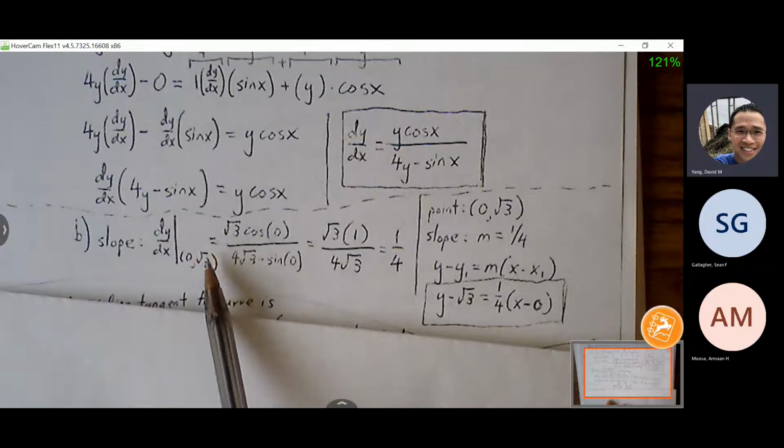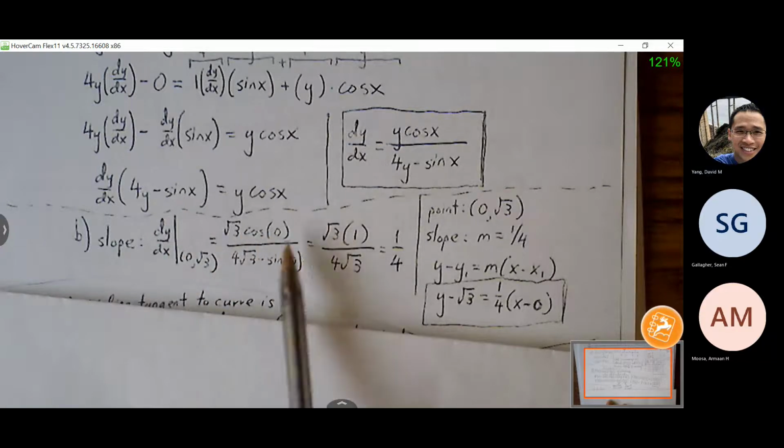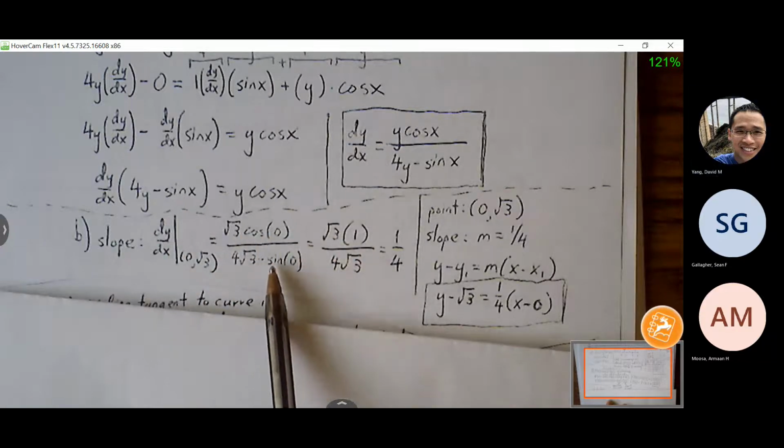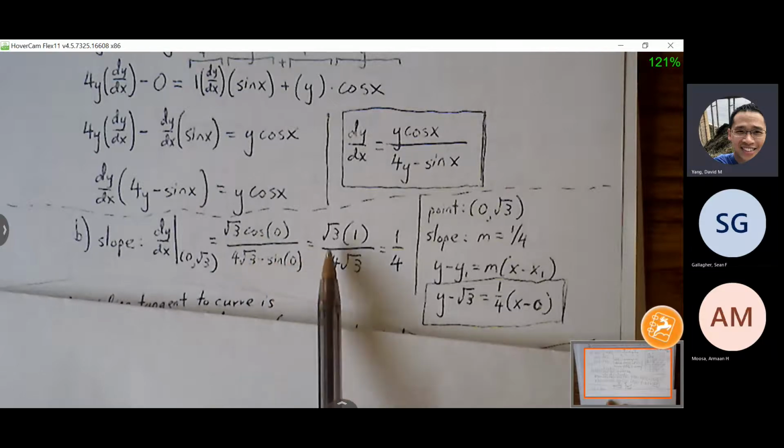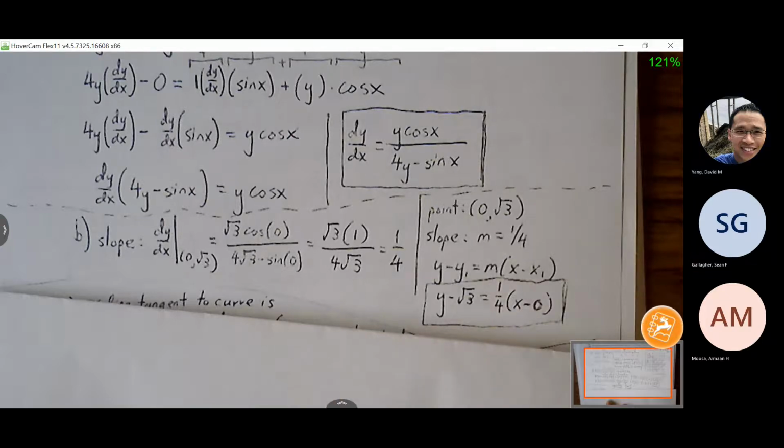Okay. Insert the ordered pair into the derivative. Cosine of 0 is 1. Sine of 0 is 0. 4 root 3 minus 0 is 4 root 3. Do some cleanup. I get my slope is 1/4. Ordered pair, slope, point-slope form. And we can stop there for this problem.